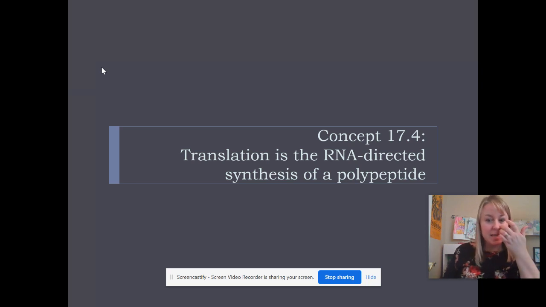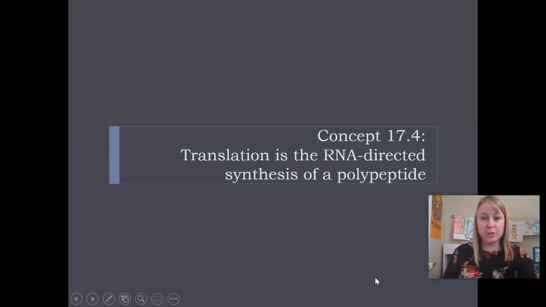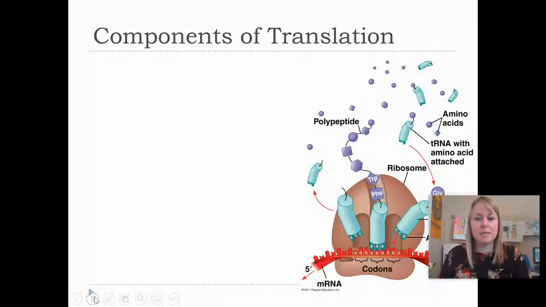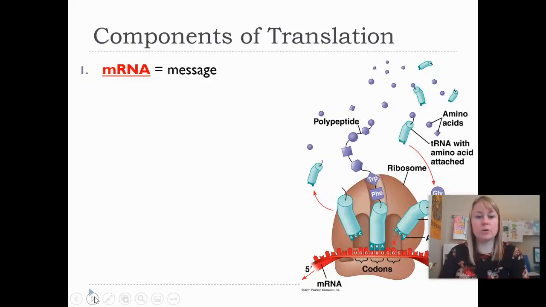Hi, you guys. This is going to be part two of our protein synthesis lecture. This one is on translation. Again, we already finished transcription, which was taking the DNA and transcribing it into mRNA. Now we're ready to take that mRNA and read it and turn it into a sequence of amino acids.